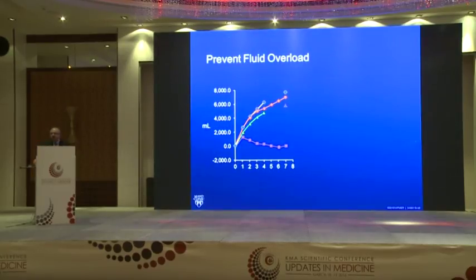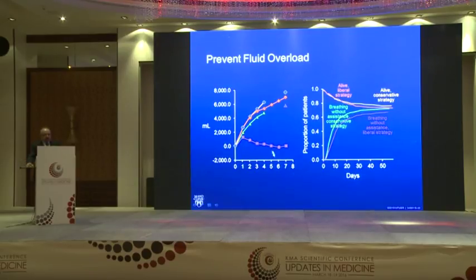So one is to prevent fluid overload. Yellow and orange lines are mortality, and green and purple lines are length of mechanical ventilation. As you can see, those who underwent conservative fluid management had a significantly lower number of days on the mechanical ventilator in comparison with those who had liberal fluid management. So they were given fluid as much as clinicians wanted. So we try to avoid further fluid overload for patients with ARDS to avoid longer mechanical ventilation.